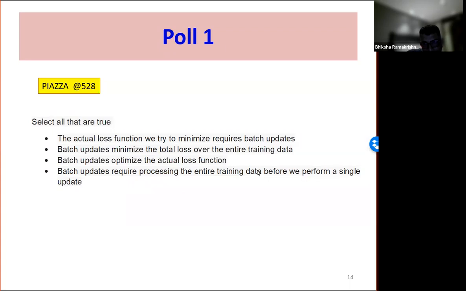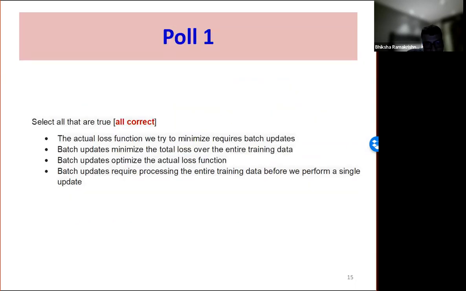2 and 4. Okay, so let's check. All are right, right? The actual loss function we try to minimize requires batch updates. Batch updates minimize the total loss over the entire training data, and batch updates optimize the actual loss function and require processing the entire training data before we perform a single update. So all of these statements were true.